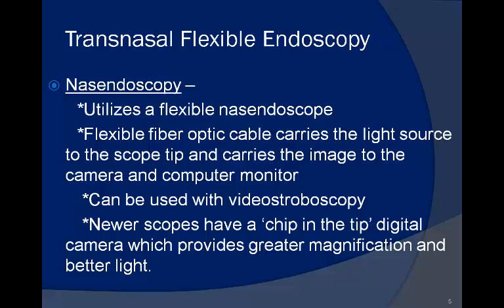The flexible fiber optic cable transmits the halogen or xenon light source to the tip of the scope for illumination of the larynx, and the lens carries the image to the camera. Some newer scopes have a digital chip camera at the tip of the scope, which provides greater magnification and better light.